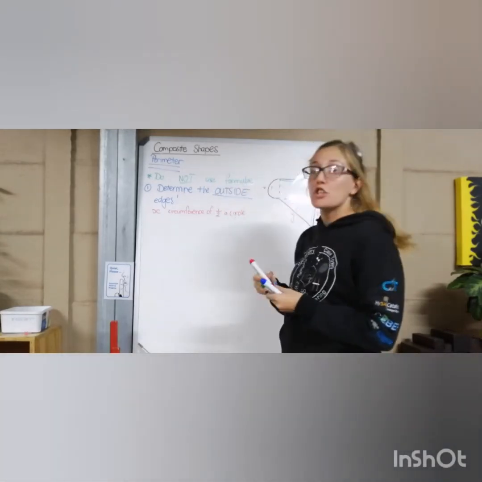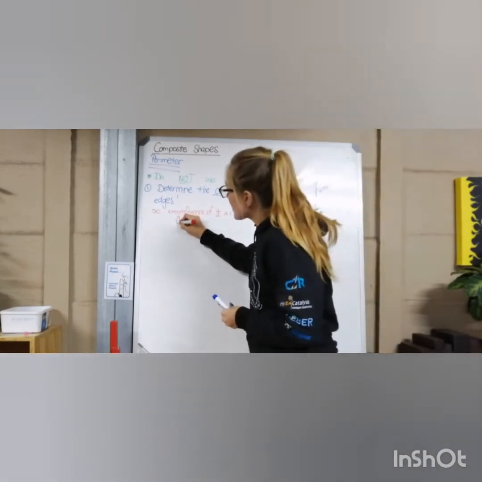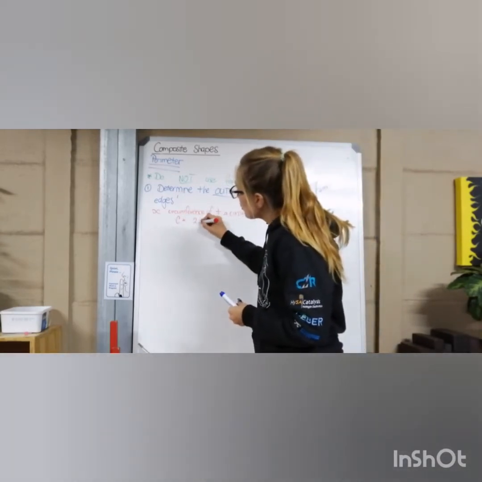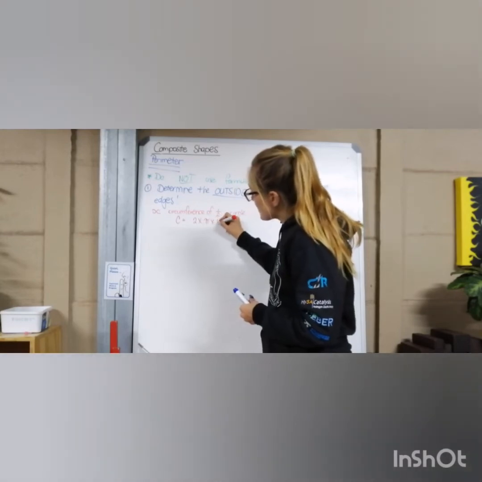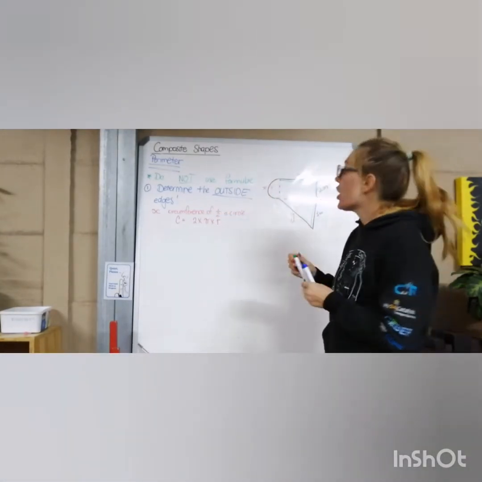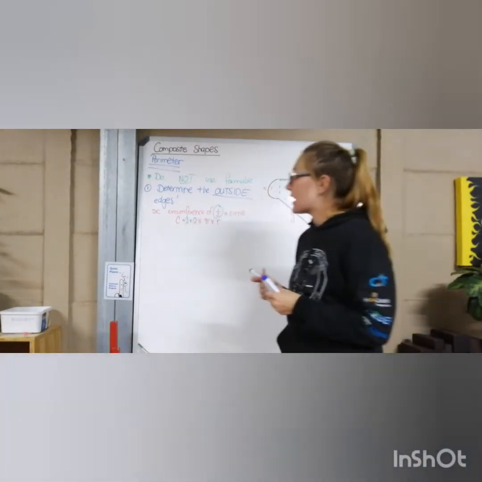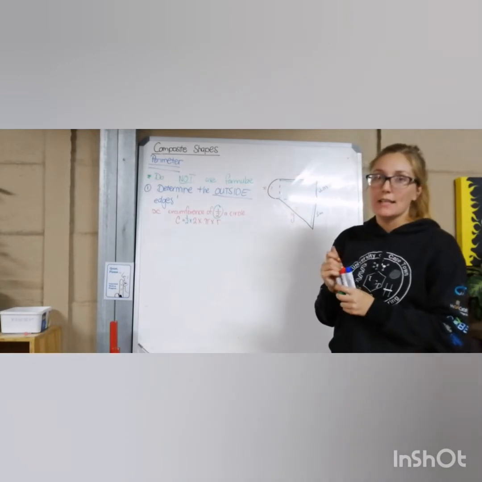So to determine the circumference of a circle, we would have to use the formula, which is that circumference equals 2 times pi times radius. But is this a full circle? No, it's half a circle, so we use half the formula. It's a half times 2 times pi times radius.